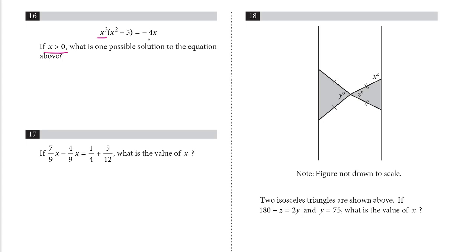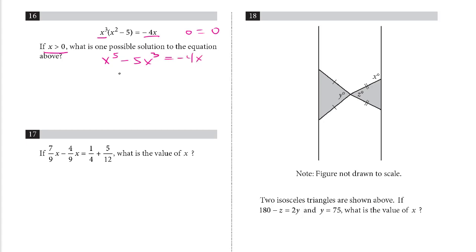0 times this equals what would be 0 on the right side. 0 would equal 0, except that doesn't work. x has to be greater than 0. So I'm going to actually distribute this, given the parentheses. x to the fifth minus 5x cubed equals minus 4x.